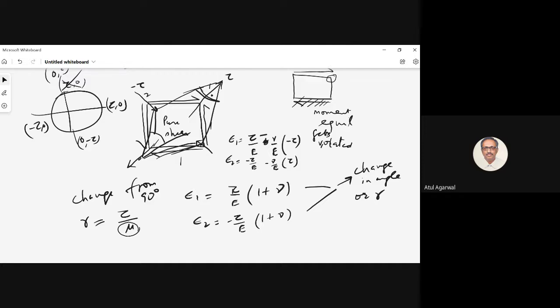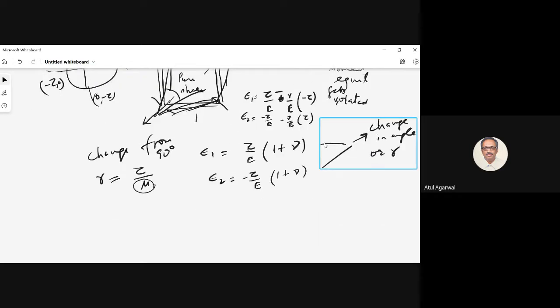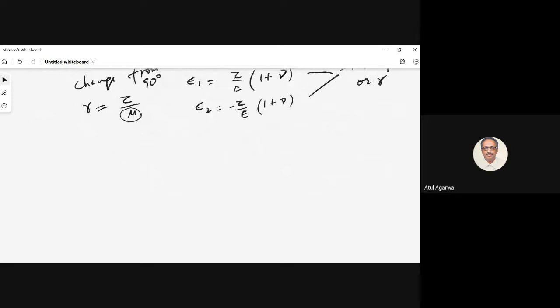I will upload one or two lectures, and you can look at them later on. One more thing I wanted to tell you. I did not do the distributed load in a beam. Suppose you have a cantilever and you have a distributed load. So your load is W Newton per meter.